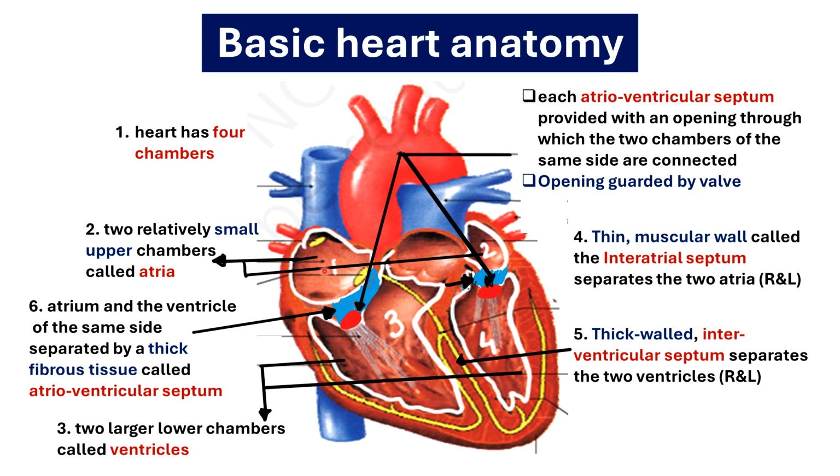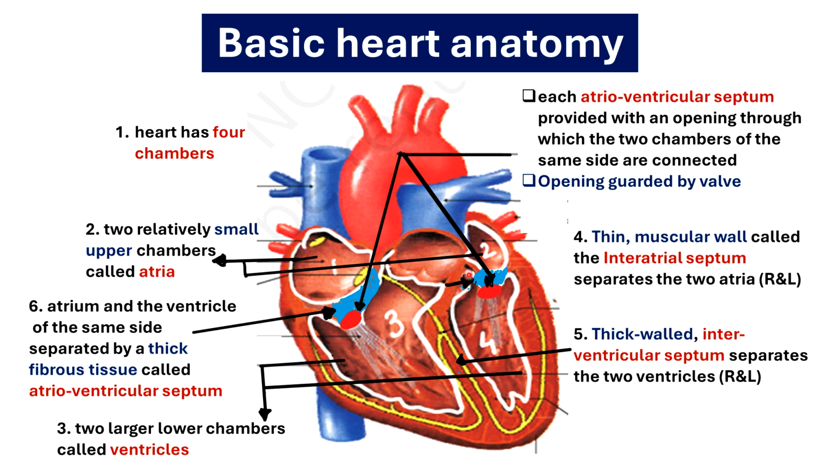So the atrium and the ventricle of the same side are separated by a thick fibrous tissue called the atrioventricular septum. This atrioventricular septum is provided with an opening. Why is this opening present? So that the blood can flow from the atria towards the ventricle. And these openings are guarded by valves. We will learn the names of the valves in the next slide.